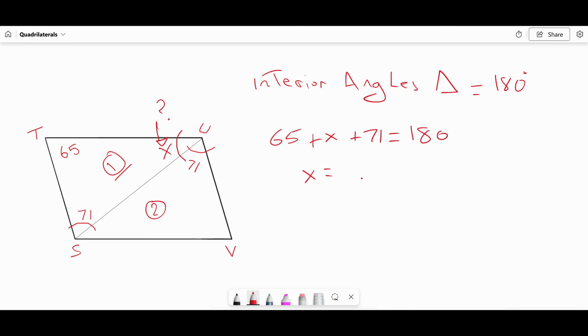So X is equal to 180 minus 71 minus 65, and let's do this using our calculator: 180 minus 71 minus 65, and we have that X is equal to 44.